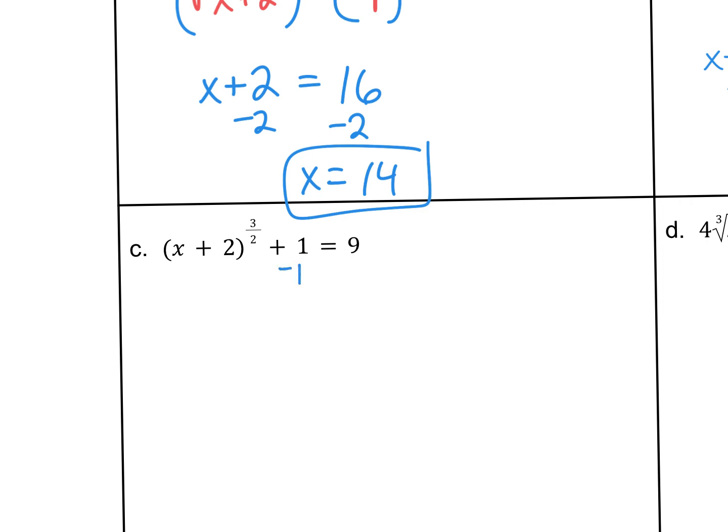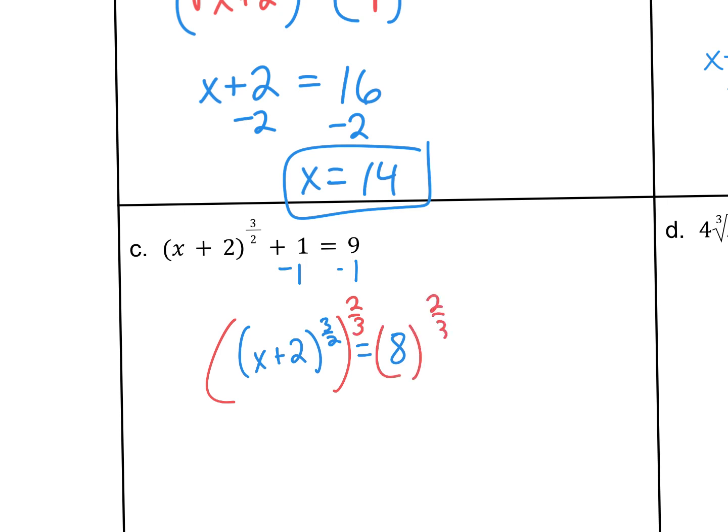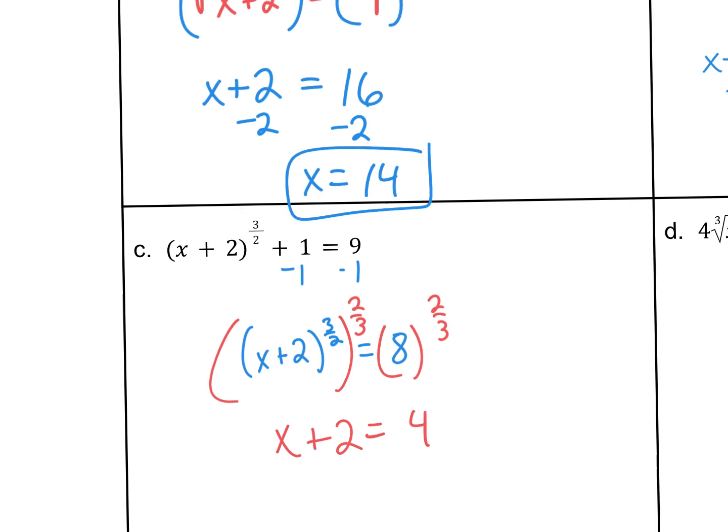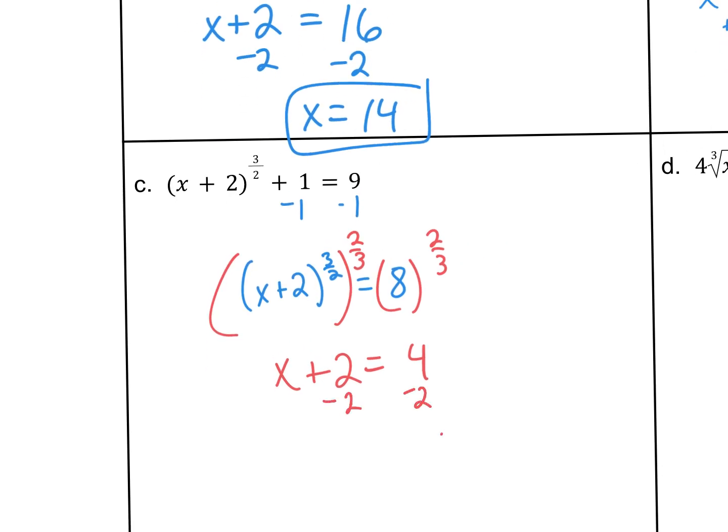Okay, so on C, we should have subtracted that 1 to give us this problem right here. And then we take both sides to that reciprocal power. In this case, it's 2/3, which is an odd denominator, which means I don't have to do the plus or minus thing. I literally just have to find what is 8 to the 2/3 power. And it is 4. And I solve this. My answer is 2. I'm done.